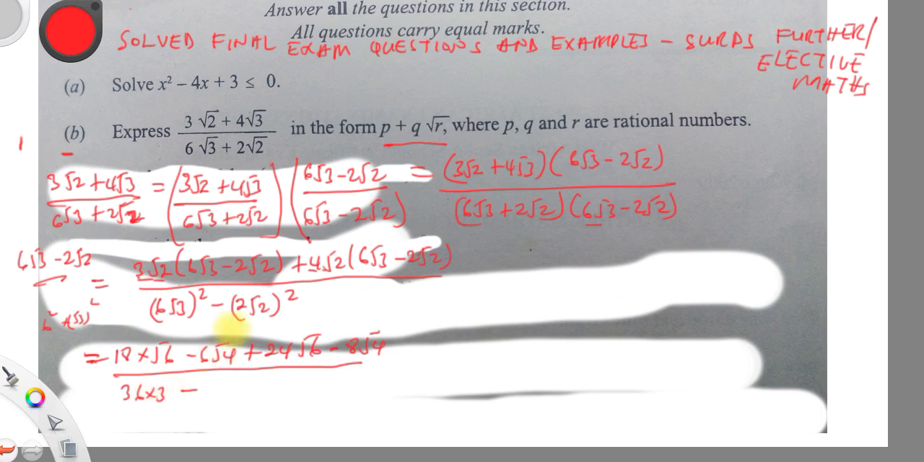And then minus 2. 2 squared is 4, times square root of 2 all squared, you get 2. Yes, this is what you get. So let us continue.